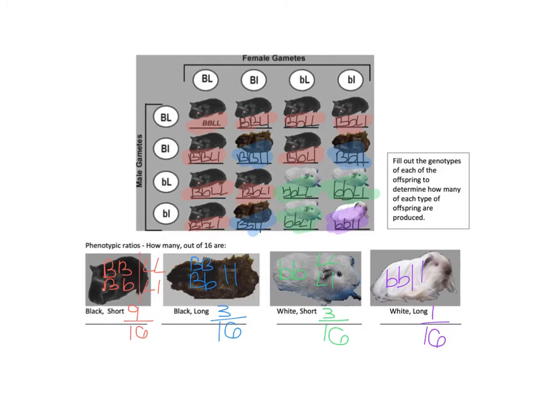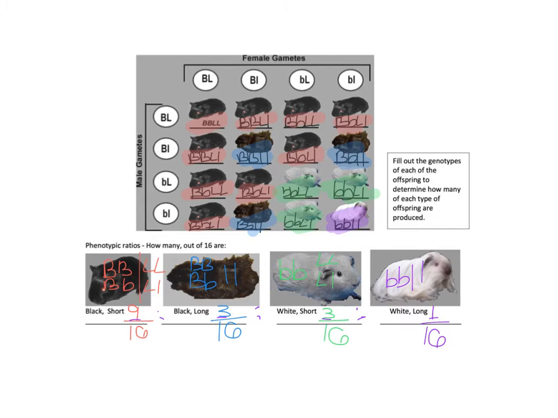Okay, quick check. Add up all these numbers, 9, 3, 3, 1. They should equal 16, and it does, so I know I did all of my counting correctly. It's always good to double check yourself. And I know I have a 9 dominant to 3, 1 dominant, 1 recessive, to 3, the other dominant, the other recessive, to 1 recessive ratio.